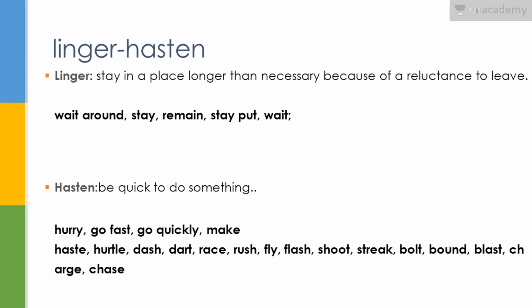So linger basically means to stay in a place longer than necessary because of a reluctance to leave. And the synonyms of the word linger are wait around, stay, remain, stay put, wait. Hasten, on the other hand, is the antonym of the word linger, and it basically means to be quick to do something. You have a lot of synonyms of the word hasten, which obviously act like antonyms for the word linger. These are hurry, go fast, go quickly, make haste, hurdle, dash, dart, race, rush, fly, flash, shoot, streak, bolt, bound, blast, charge, chase.